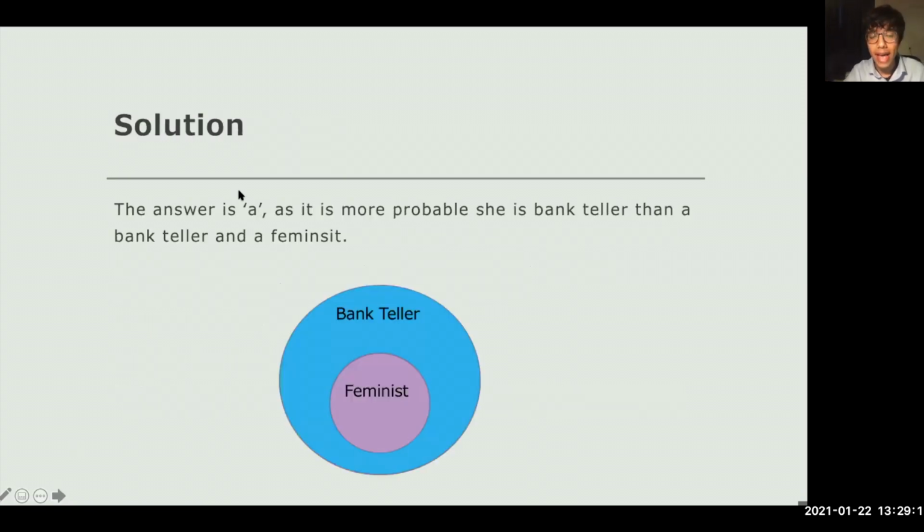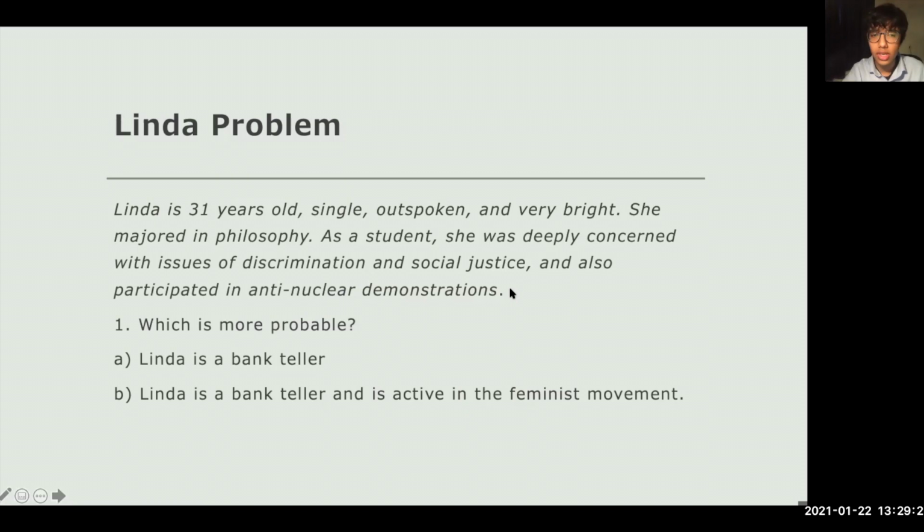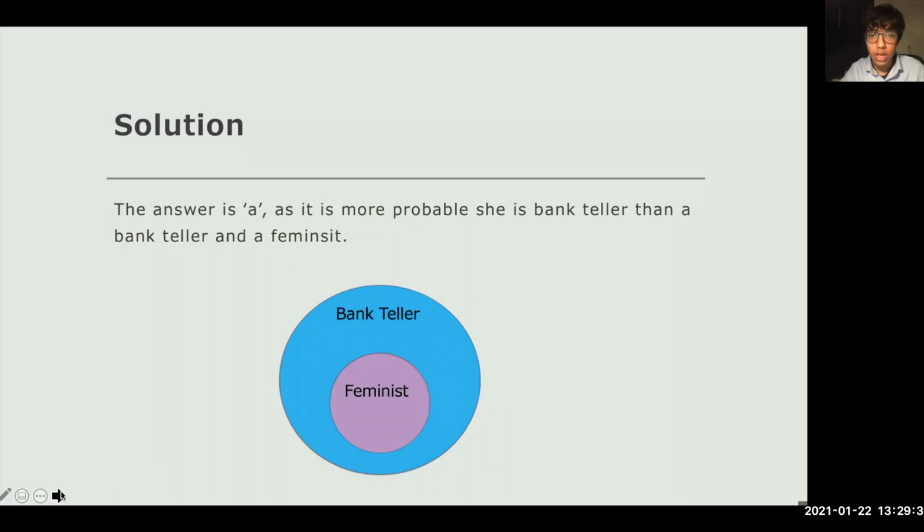All right. So the solution is actually A. And a lot of people make the mistake of answering B. That's understandable because all the information here makes it seem like she's into social justice and deeply concerned with issues of discrimination. But in reality, that doesn't affect the probability. This is just irrelevant information when it comes to the question. In terms of probability, the answer is A.